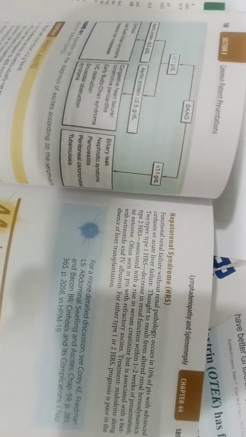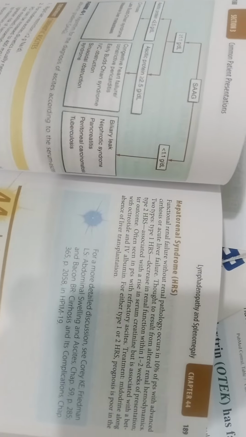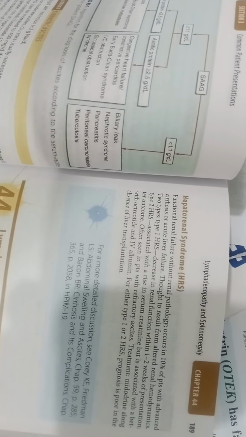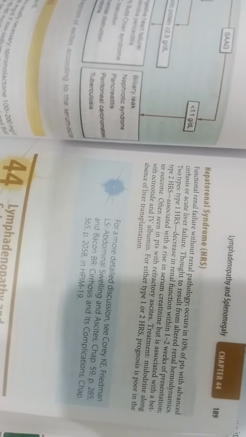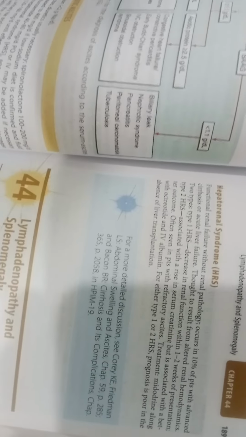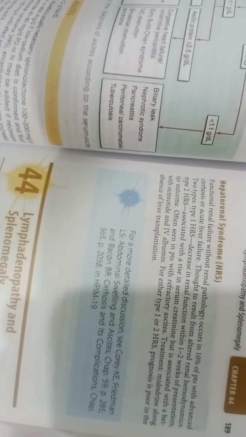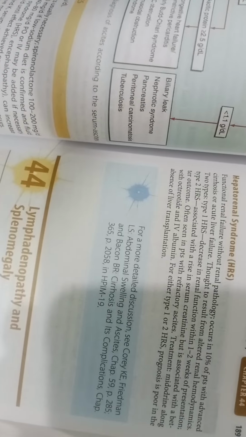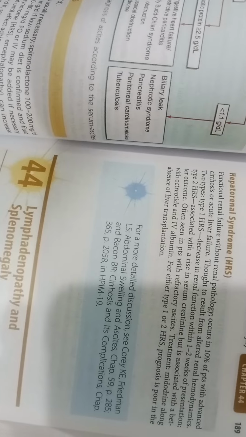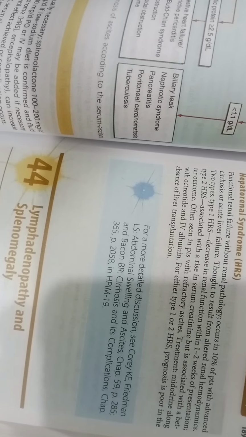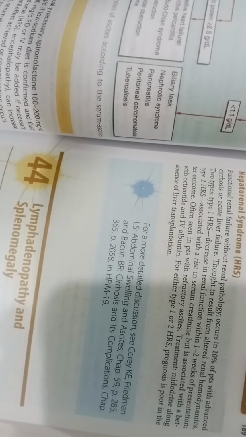Functional renal failure without renal pathology occurs in 10% of patients with advanced cirrhosis or acute liver failure, thought to result from altered renal hemodynamics. Two types of hepatorenal syndrome: type 1, decrease in renal function within 1 to 2 weeks of presentation, and type 2, associated with a rise in creatinine but a better outcome, often seen in patients with refractory ascites. Treatment: midodrine along with octreotide and IV albumin.